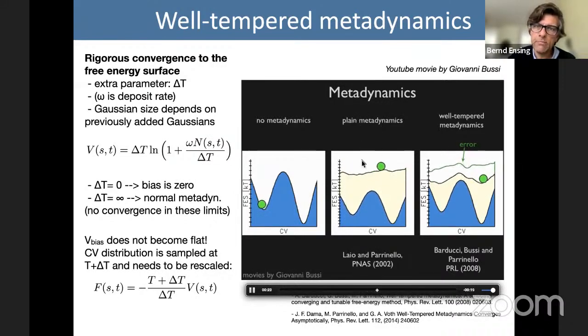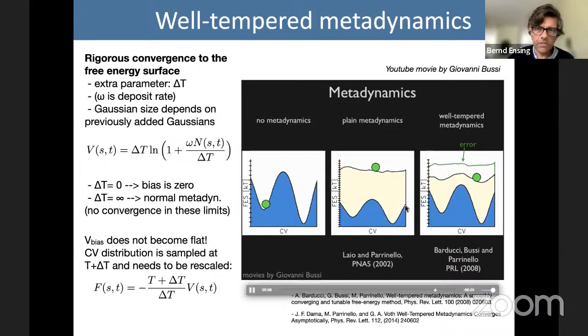So you can use plain metadynamics to fill up a profile along a path. But of course, you can also use the well-tempered metadynamics. And then the convergence is guaranteed, so to say. Right? It's a bit more tricky, the interpretation, and I'm more than happy to talk about that as well if you have questions about that.